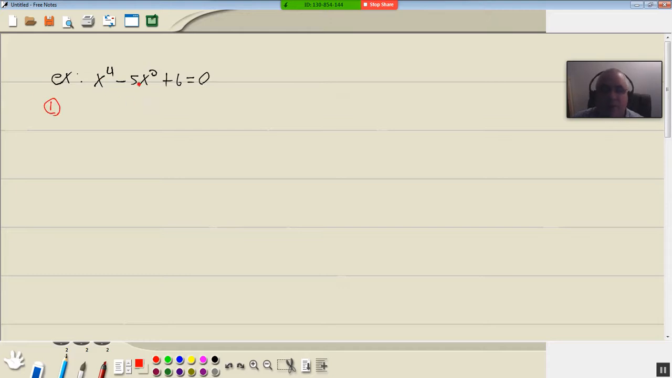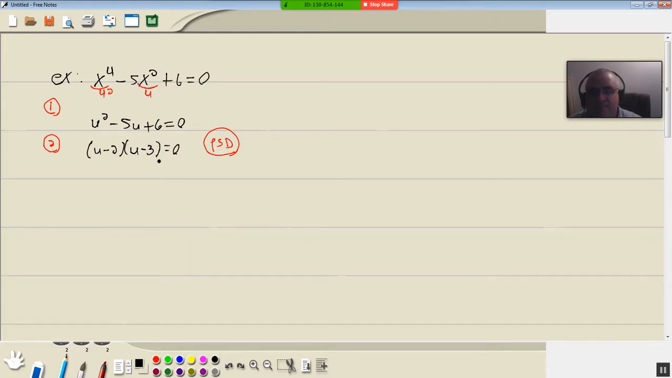Step 1. Let the middle part be equal to U, and the first part be equal to U squared. It never includes a number in front, the coefficient. So we rewrite this as U squared minus 5U plus 6 equals 0. Now step 2 says solve for U. Well, this will factor using the PSD. So this factors as U minus 2 times U minus 3 equals 0.